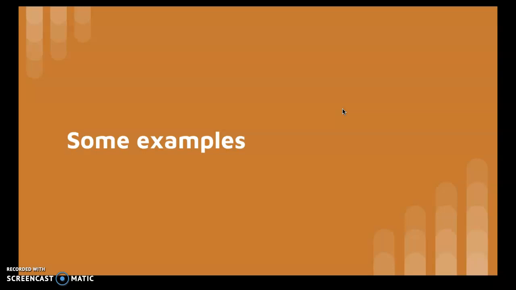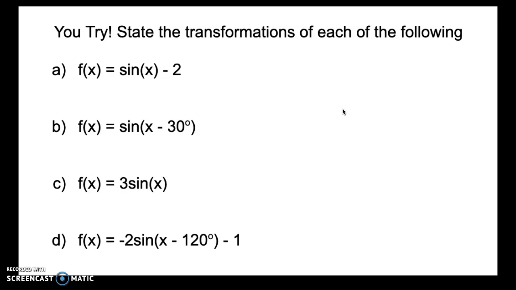I'm going to give you the answers so that you can see how these things are worked out, and then you're going to have some practice. The first group here is we're just going to get some equations and state the transformations for them. So we look for those 3 numbers, right? We're looking for A, we're looking for something in with X, and we're looking for something on the outside.